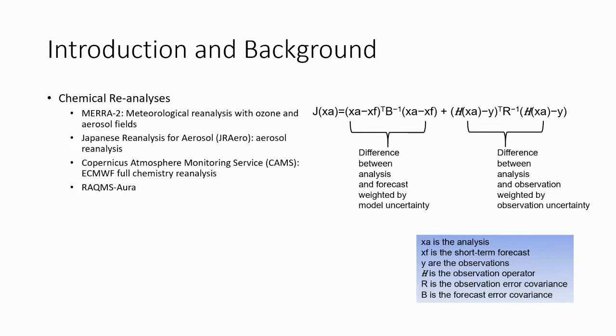Ours is the Real-time Air Quality Modeling System, Aura Reanalysis, and the value of these reanalyses is that our forecasts can be better constrained through the use of satellite observations or other measurements. And our validation here of the OMPS measurement for ozone is designed to obtain a better estimate of our observation error.